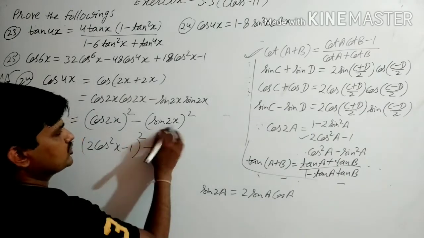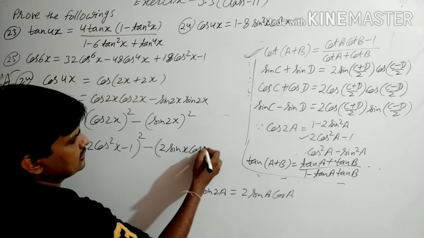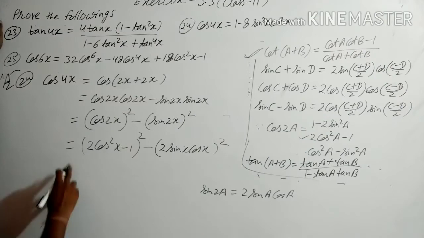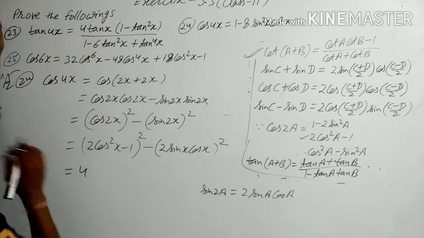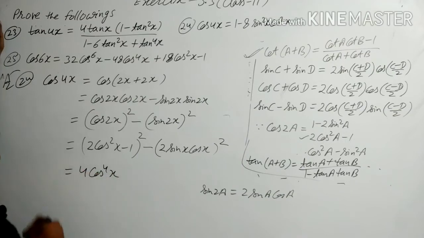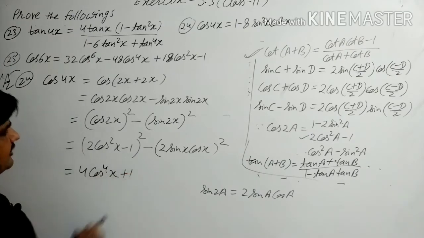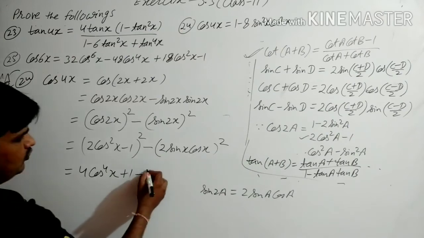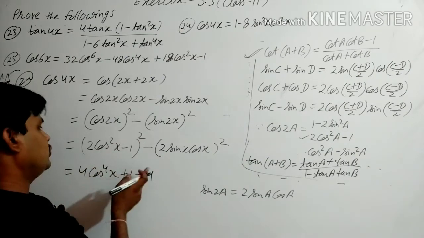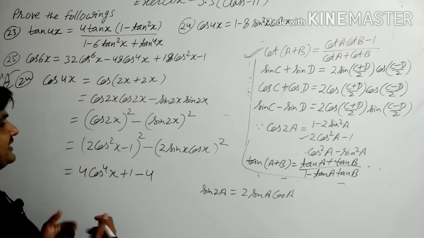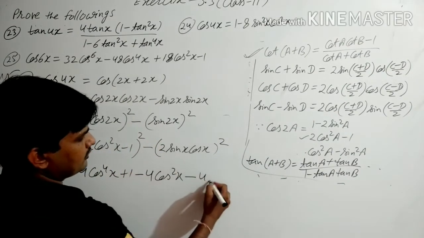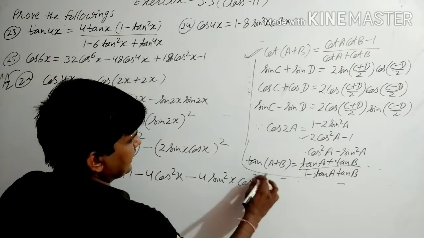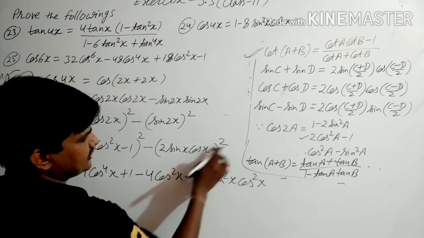sin 2a equals 2 sin a cos a. So sin 2x can be written as 2 sin x cos x and whole square of this. Now 2 ka square, so we get 4, a minus b ka whole square, so we get a square. Okay, so cos 4x, now we need to convert it into, okay, plus 1 minus 2 into 2, 4, 2 ka square 4, a square plus b square minus 2ab, so 4 cos square x minus 2 ka square 4 sin square x cos square x. 2 ka square 4, square of sin and square of cos.